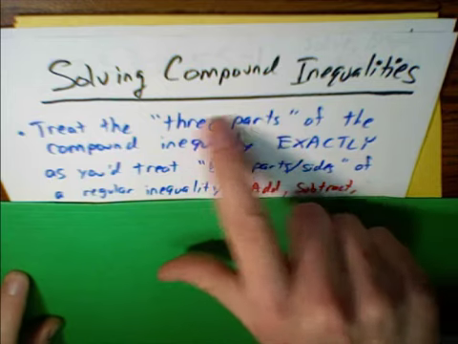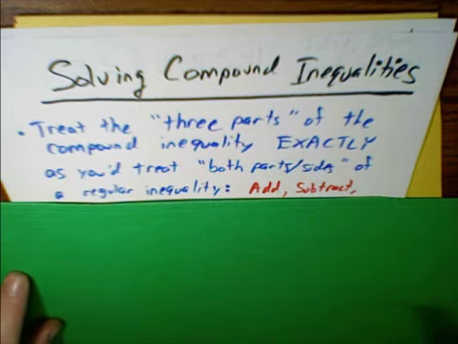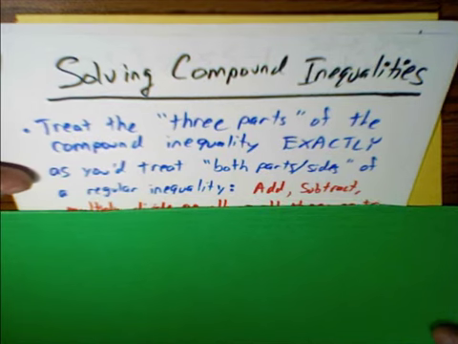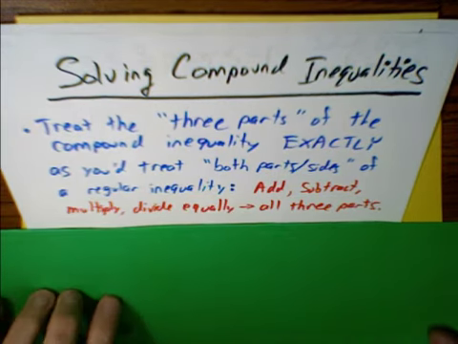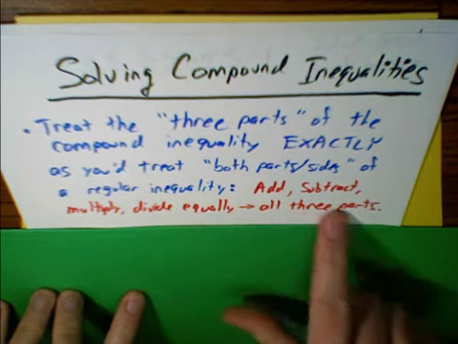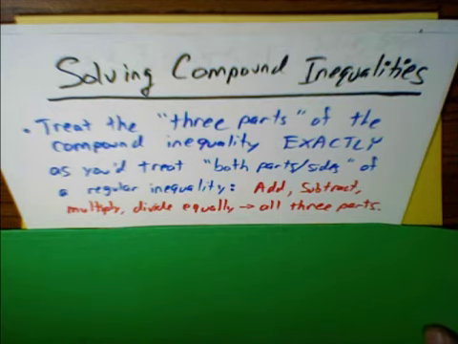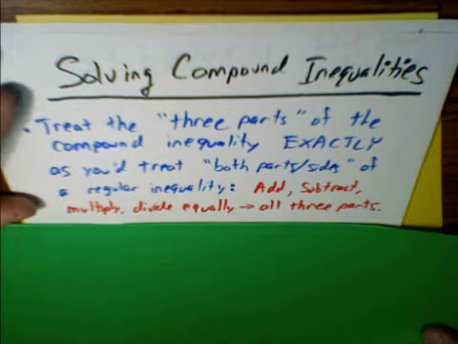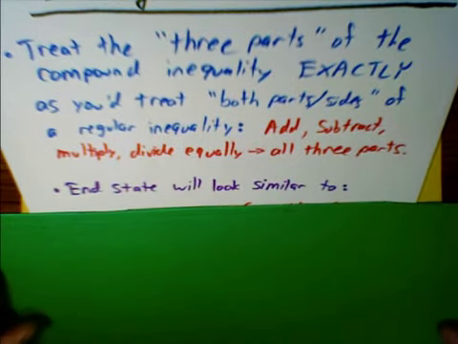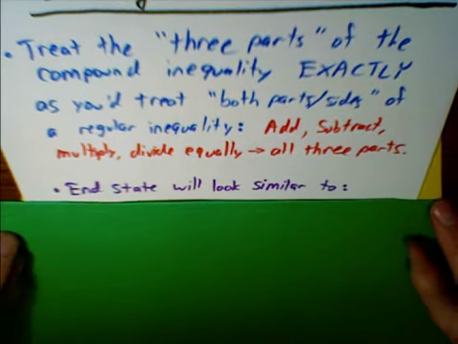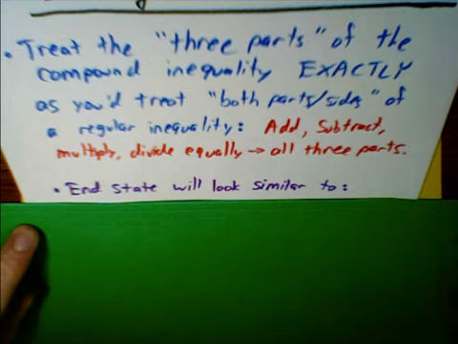In other words, it's a three-part versus a two-part system. It's the same exact set of rules. We're going to add, subtract, multiply, or divide equally on all three parts. Whatever you do to one part, you do to all three parts, just like in solving a regular inequality. But please remember that when you divide by a negative, you got to reverse the inequality sign.